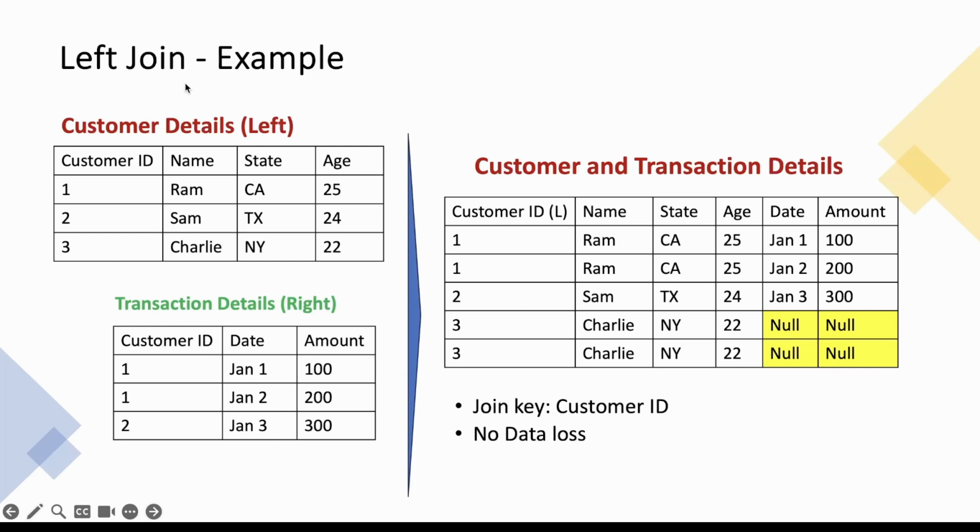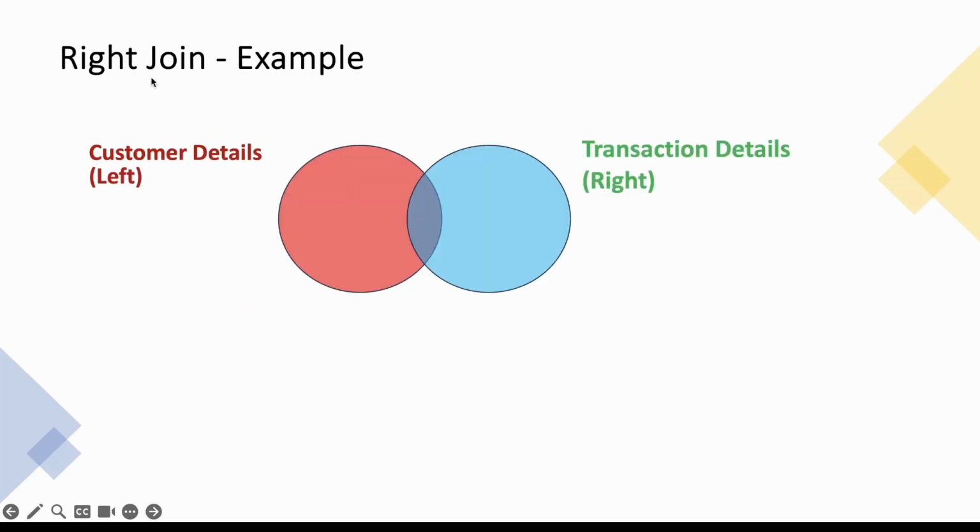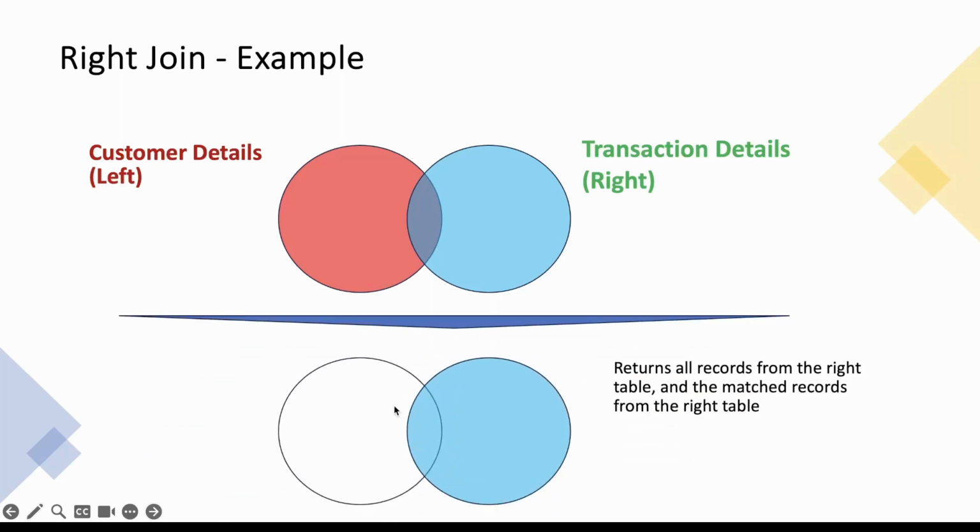Now let's extrapolate these learnings to the right join. So now let's say that we have to do a right join. Again, the table structure, etc. remains exactly the same. On the left side, you have customer details. On the right side, you have transaction details. Right is in blue, left is in red. And if we have to do the right join, then it will look something like this. So we are keeping everything that you have as a part of the right table. And apart from that, we are also keeping everything that you have in the overlapping section.